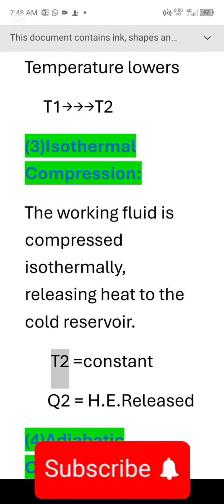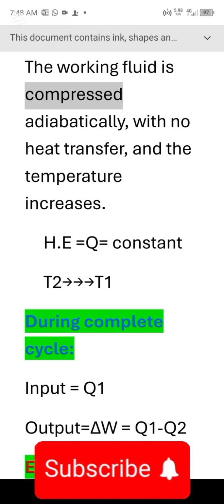T1 to T2. Three, isothermal compression. T2 equals constant. Q2 equals heat released. Four, adiabatic compression. The working fluid is compressed adiabatically with no heat transfer and the temperature increases. Q equals constant. T2 to T1. During the complete cycle, input equals Q1. Output equals ΔW equals Q1 minus Q2.